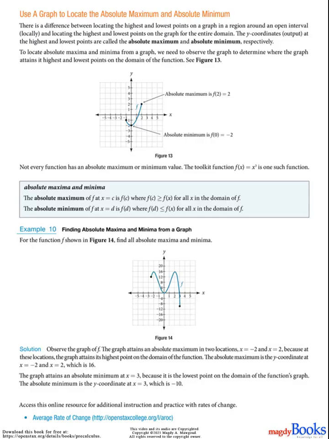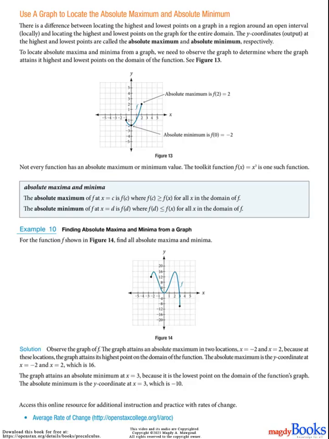A. Absolute maxima and minima. The absolute maximum of f at x, equals c is f of c, where f of c is greater than or equal to f of x, for all x in the domain of f. The absolute minimum of f at x, equals d is f of d, where f of d is less than or equal to f of x, for all x in the domain of f.